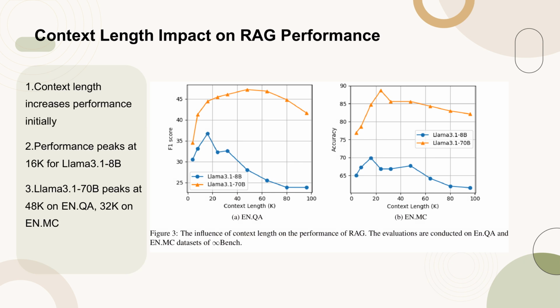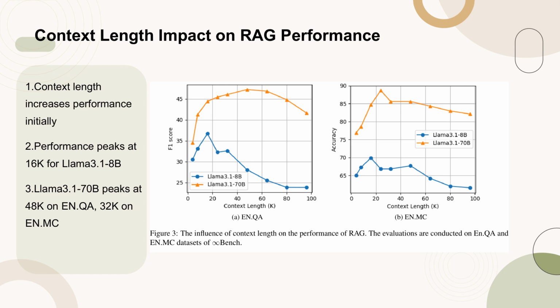Figure 3 illustrates the impact of context length on the performance of retrieval-augmented generation (RAG). The evaluations are conducted on the en.qa and en.mc datasets from the InfiniteBench benchmark. Initially, as the context length increases, the performance improves due to a higher likelihood of covering relevant chunks. However, beyond a certain point, the performance declines as more irrelevant chunks introduce distractions. Specifically, the Llama 3.1-8b model achieves its peak performance at a context length of 16K on both datasets, while the Llama 3.1-70b model peaks at 48K on en.qa and 32K on en.mc, indicating that larger models can handle longer contexts more effectively.